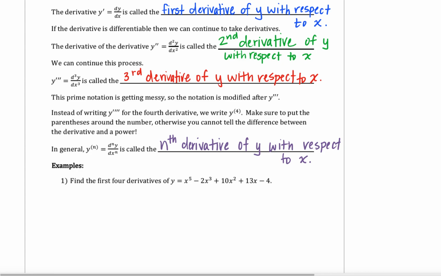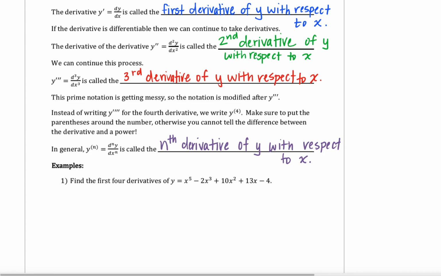idea of higher order derivatives. So we've already started learning about the first derivative and using the derivative rules like the product rule, the quotient rule, the chain rule, as well as the power rule. But I want to introduce the idea next that we can actually continue to take derivatives if that first derivative is differentiable itself. So let's review a couple pieces of notation.